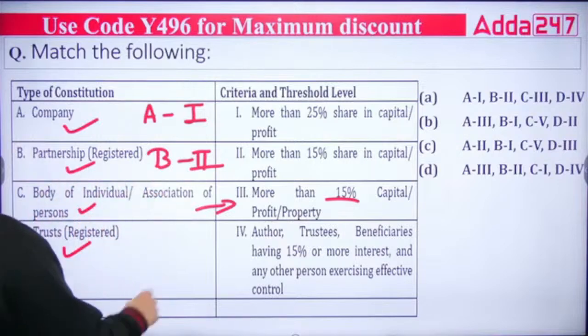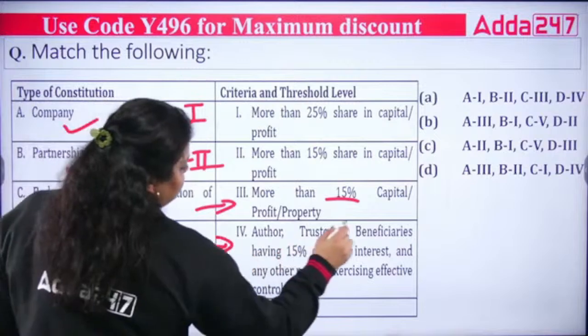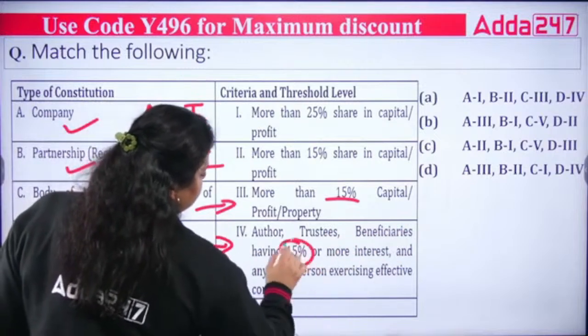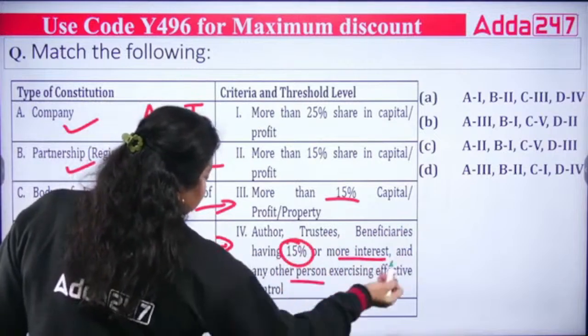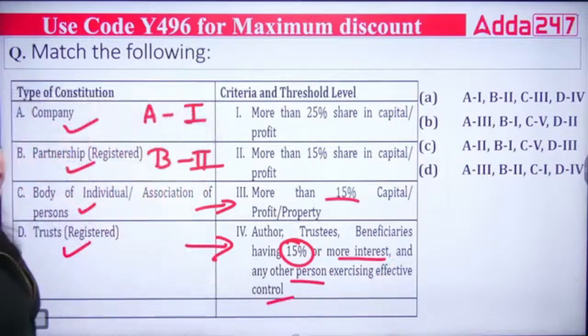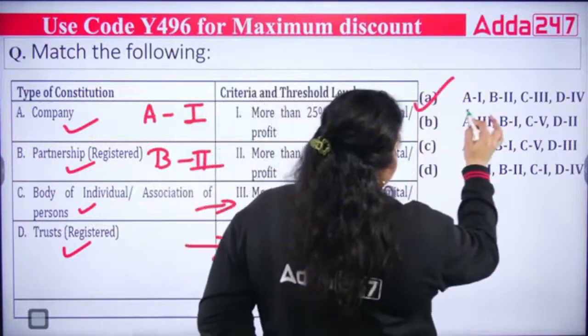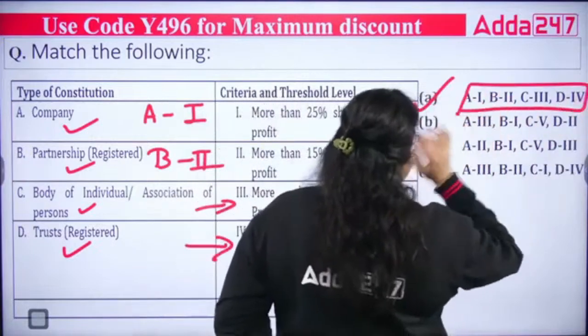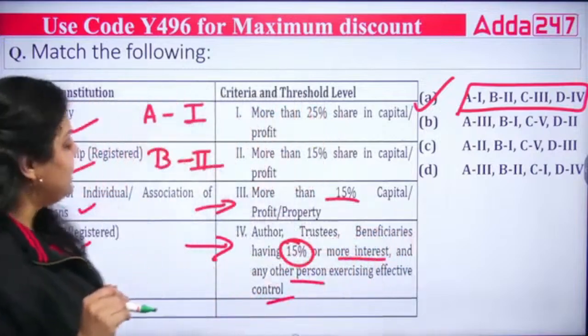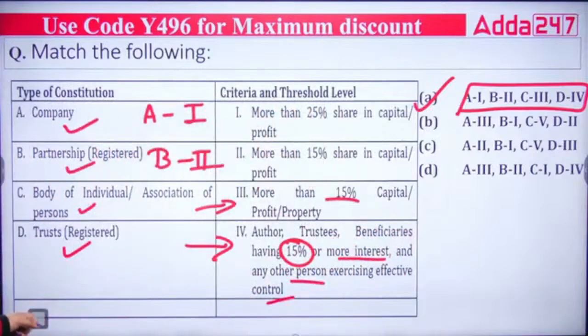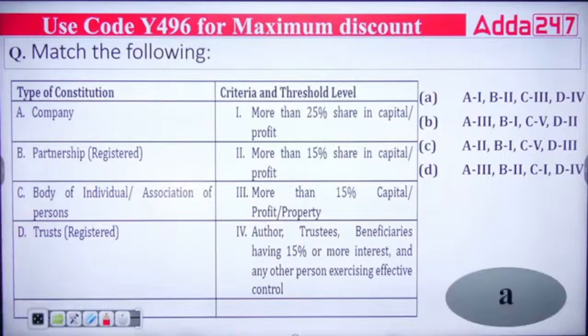Then the trust will have the author, trustee, beneficiary having 15% or more interest, and any other person exercising the effective control here. So the right answer will be A is 1, B is 2, C is 3, D is 4th, and it is defined under your option number A. A is 1, B is 2, C is 3, and D is 4th. It means the right answer will be your A option.